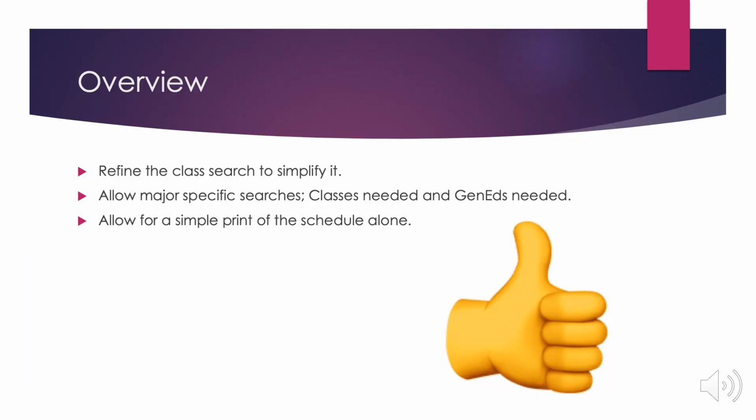Overall, some problems I ran into. Clearly, one was to refine the class search and to simplify it. The second one is allow major specific searches, and it should essentially know what major you are and the classes you need and the classes you have taken already. And as well as your major classes, if you were needing general credits still for gen eds, I think that it should be able to tell you which gen eds you need still.